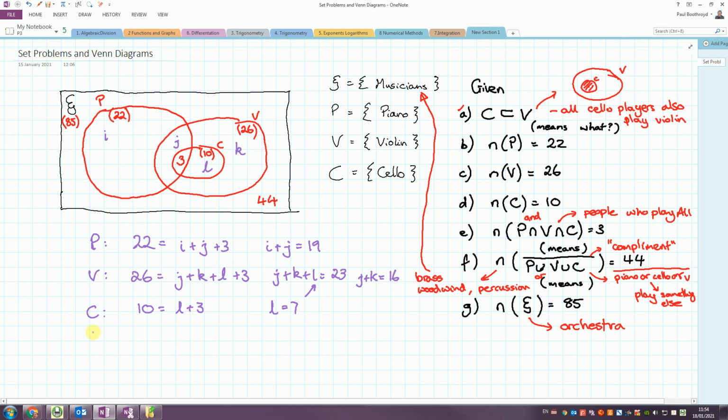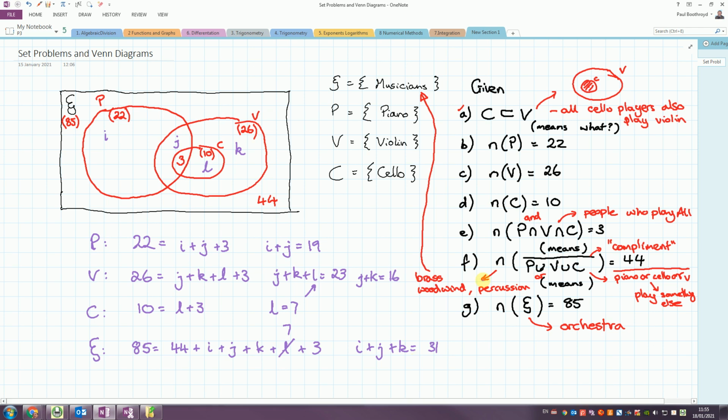I've got one other sum I can write, and that's for the universal set, and that is 85 is made up of everything inside it. So we've got the 44 and I and J and K and L and the 3. And of course we already know L is 7. So now I rearrange the equation to get I plus J plus K, which equals 85 minus 44 is 41, minus 10 is 31. Is that right? I plus J plus K, 31, yes, that is right. I'm just checking the actual final answers so I don't get too confused.